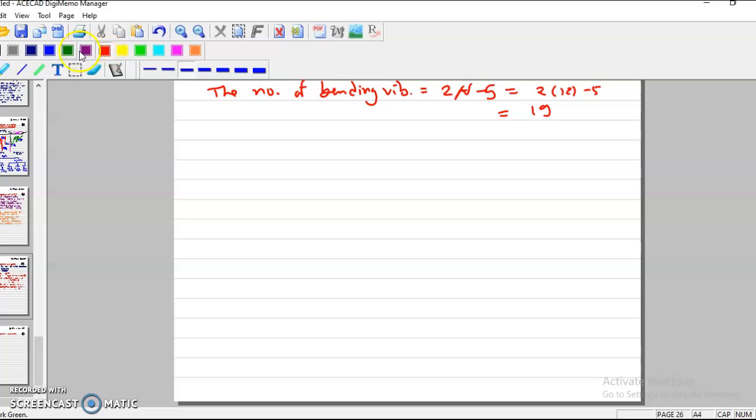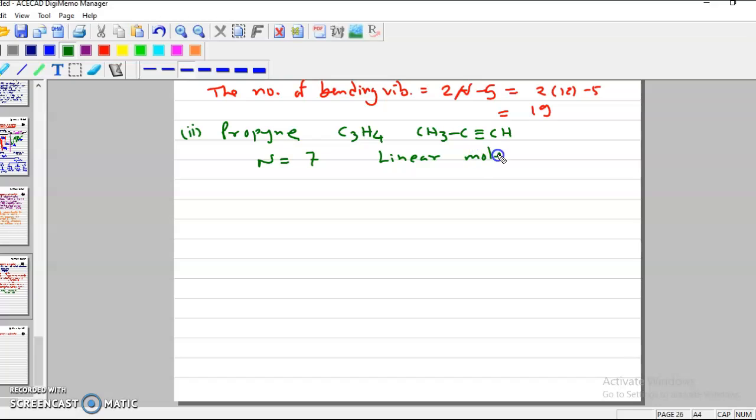Another example is propyne. Okay, so the molecular formula of propyne is C3H4. It is CH3 C triple bond CH. Okay, and therefore N will be 7, 3 plus 4, 7. And it is a linear molecule.